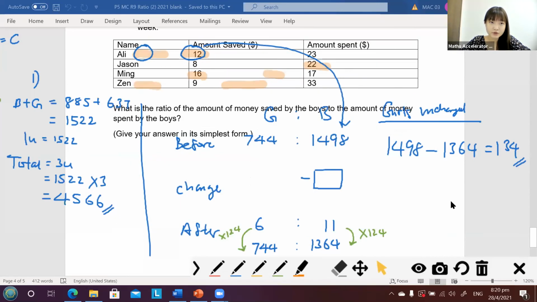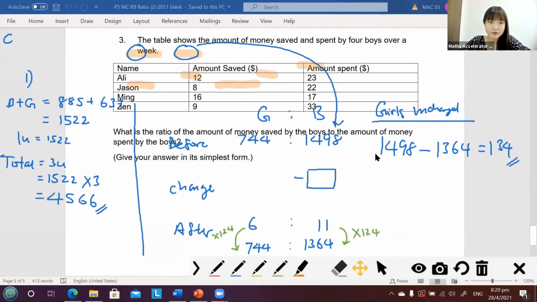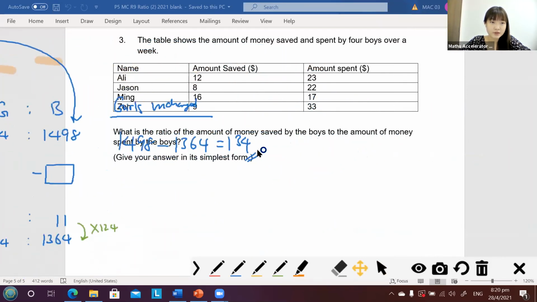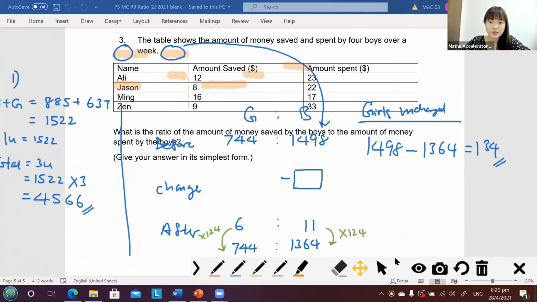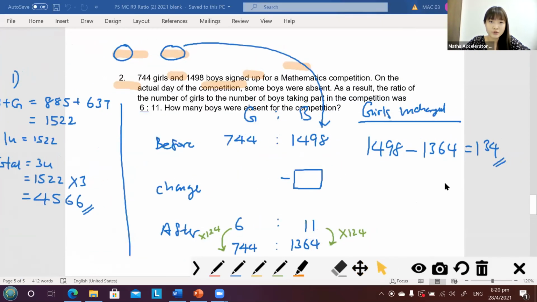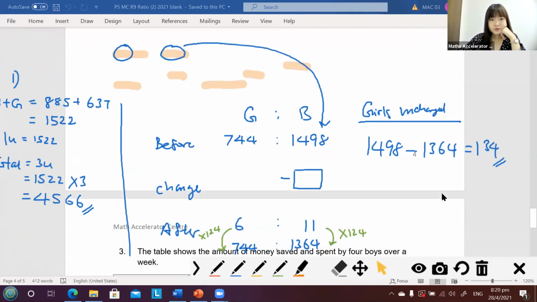Okay, now let's go to question 3. Any questions so far? You can just type in the chat if you got any questions. Okay, I'm going to clear the screen ready to go to question 3. So quickly copy it down. Okay, question 3.